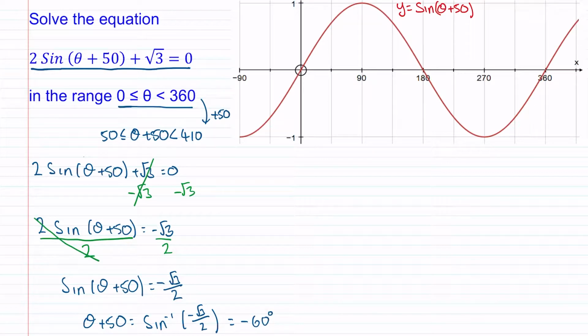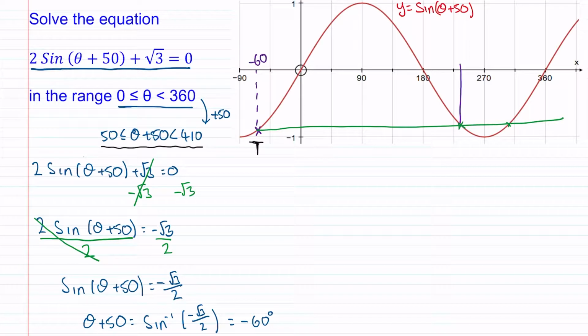So we can plot this about here, where this is minus 60. Now we'll draw the horizontal line parallel to the x-axis, and you can see there are 2 solutions within our range. This solution at minus 60 falls outside of our range of 50 to 410 degrees, so we're not going to include it. But the other 2 solutions, here and here, are within our range.